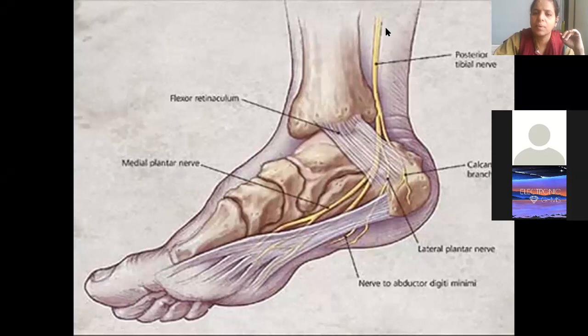Posterior tibial artery. See, what are the terminal branches of the popliteal artery? Anterior tibial artery and posterior tibial artery. Isn't it? So the posterior tibial artery is passing deep to this flexor retinaculum to divide into two branches. What are those? Medial plantar and lateral plantar. Please remember posterior tibial artery. Okay. The posterior tibial artery also gives rise to the fibular artery, also called the peroneal artery.